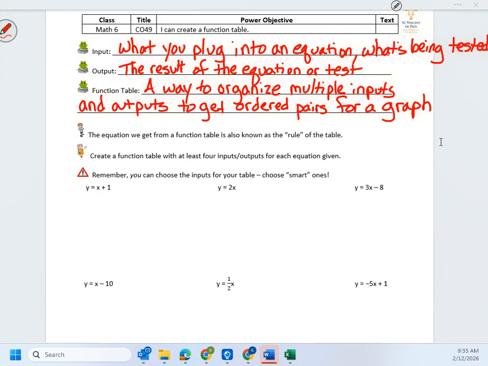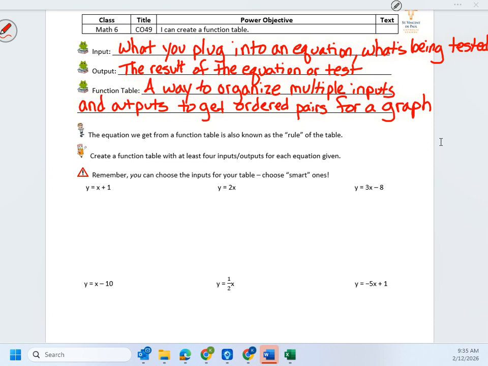So we're going to put a number into the equation, we get a number out of it. Those are going to become our x and y that we're going to put on a graph. We're going to do that part tomorrow. Okay, so today we're just focusing on making that function table. Tomorrow we're going to learn how to take that same function table and graph it.